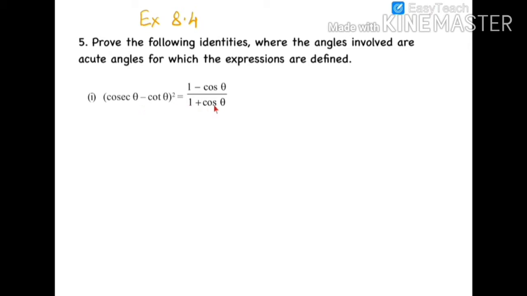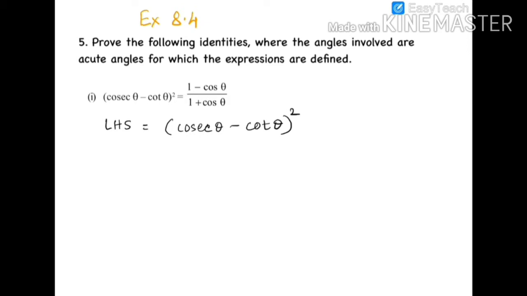The question that is given over here is also an identity, which we have to prove by using the three basic identities. So what we will do is we will prove the left hand side equal to the right hand side. We will start from the left hand side and simplify and arrive at the right hand side. So left hand side is equal to cosec theta minus cot theta whole square.